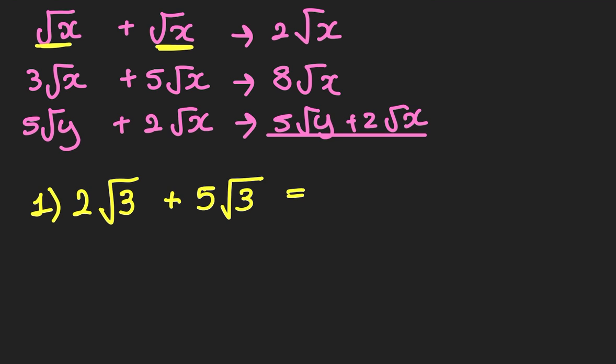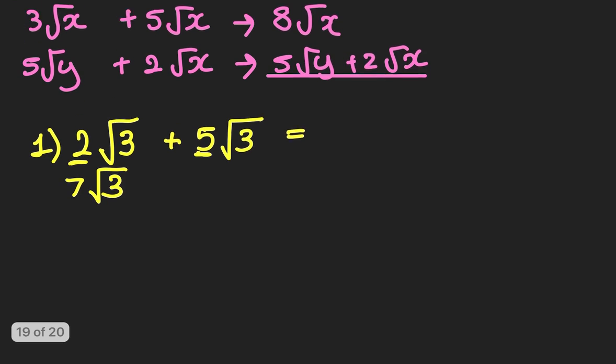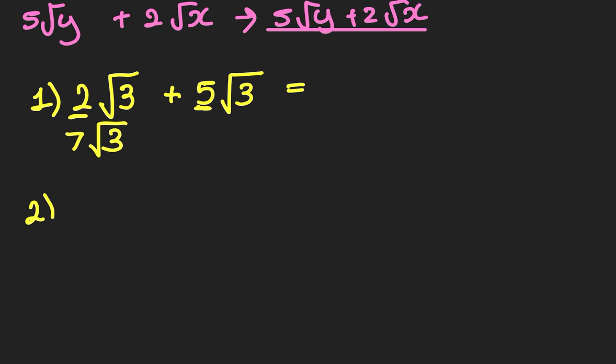So in this case, 2 and 5 are externally, those are outside the roots. So what we're meant to do here is we're supposed to add the ones outside the root. So what we result with is 7 root 3. Just as simple as it gets. Let's go for another example.